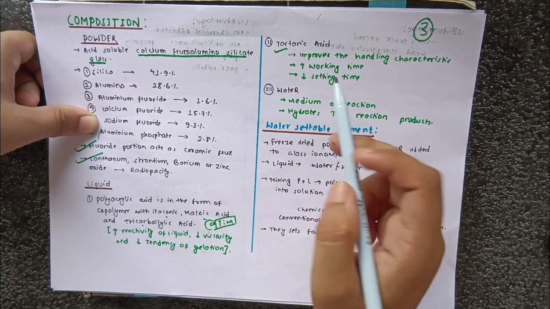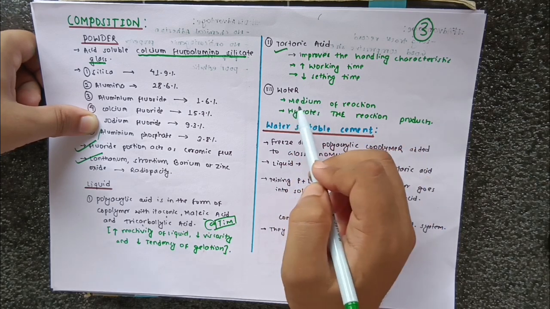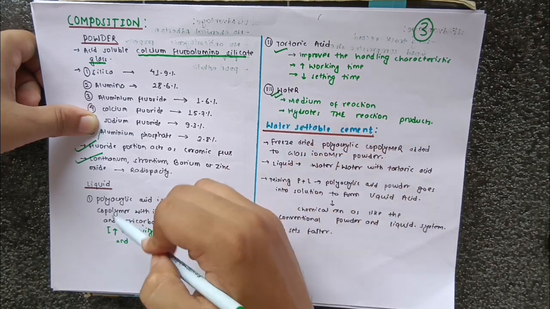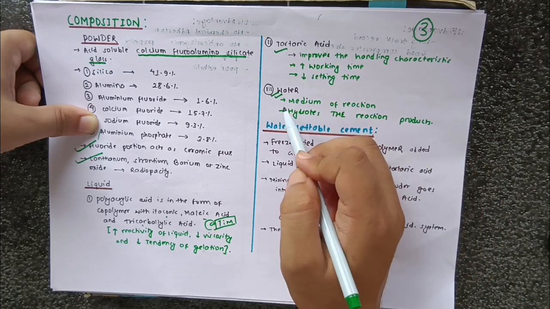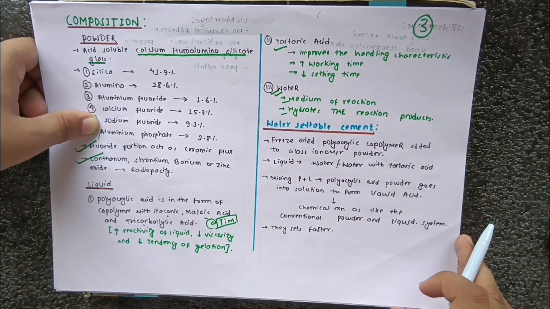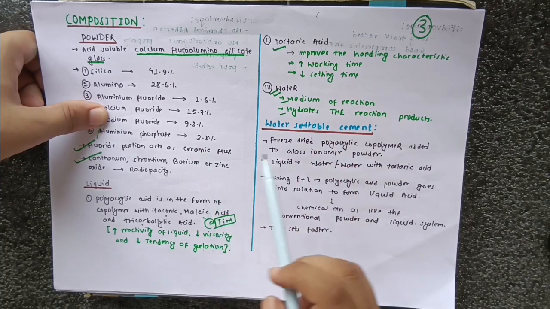Also there is the presence of water. It acts as a medium. So water is also very important in the liquid of the GIC. It acts as a medium of the reaction and hydrates the reaction product. After that, I have also written the composition of the water settable cement.